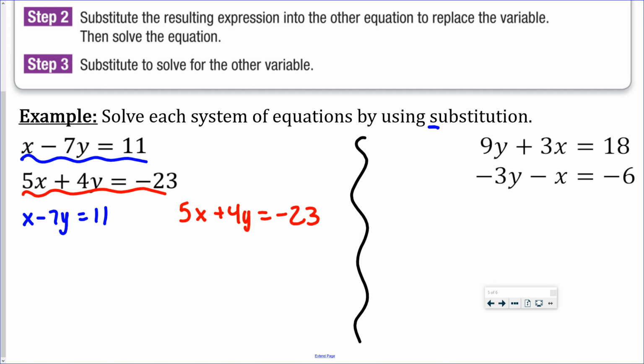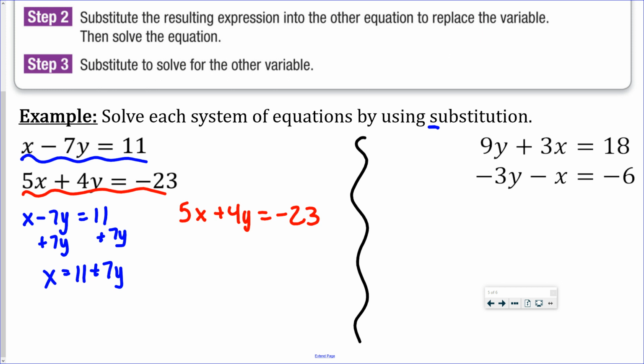Okay, so you can see step one in our list there. It says solve one of the equations for one of the variables. The variables that are the easiest to solve for are the variables that have a coefficient of 1 or negative 1. So I look here at my blue and my red equation. Does everyone see how my blue x has a coefficient of 1? That one's going to be my easiest to solve for because all I have to do is add over the 7y. I'm not graphing, so I don't have to solve for y.